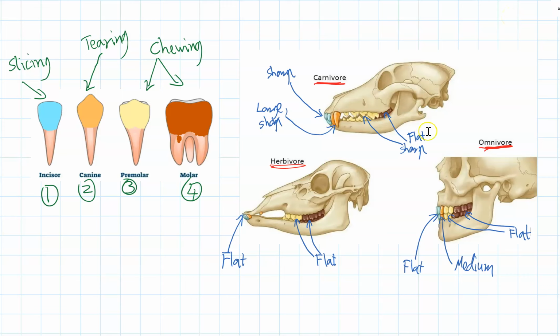Okay, so now we can see that different animals have different types of teeth based on their diet.